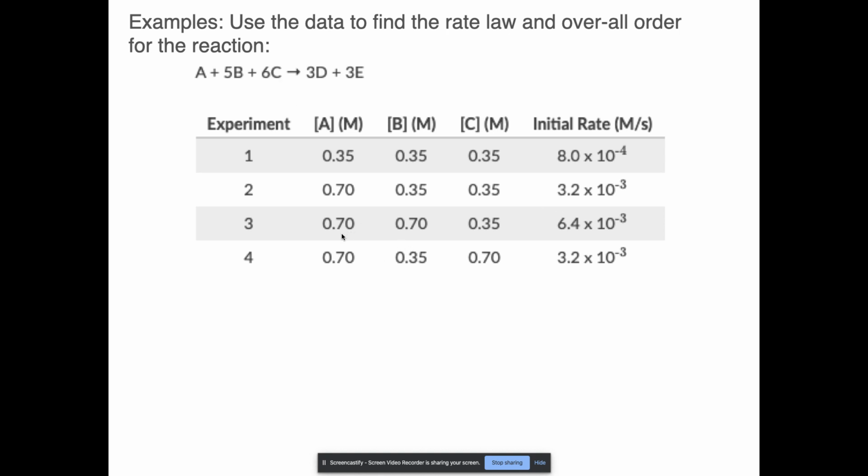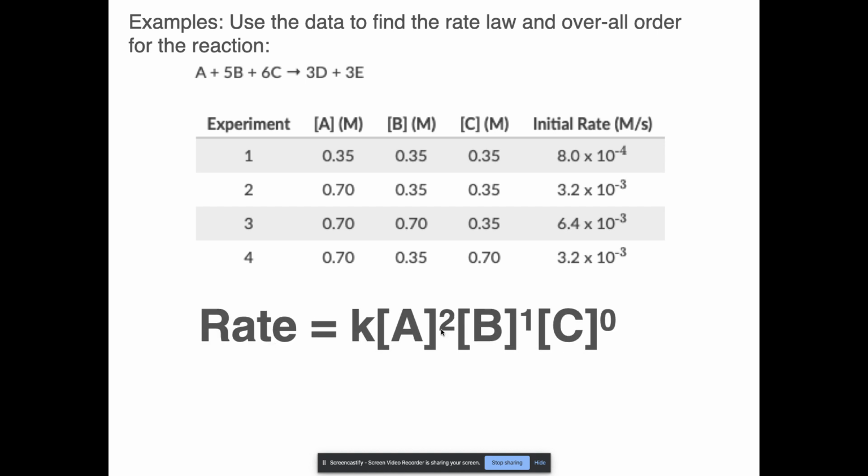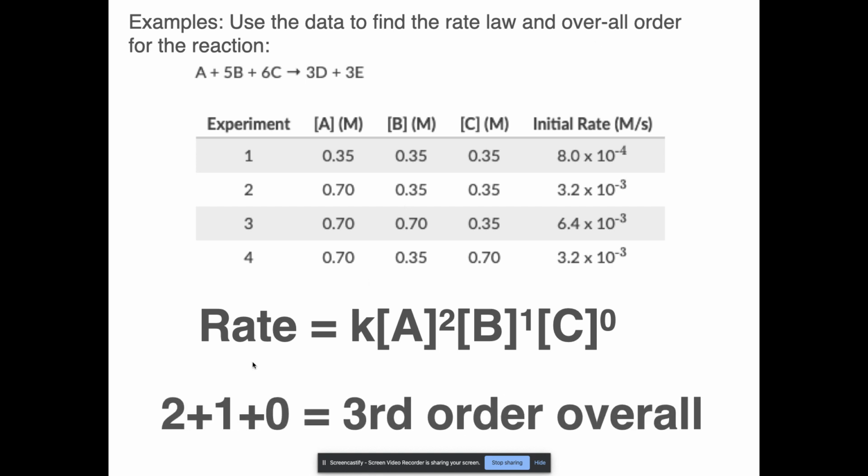Now let's see if we can find C. So C, it looks like I would have to compare. This is the only one that doubles. And then I would have to compare it to this one because I want A to be 0.7, 0.7, 0.35, 0.35. Notice the rate is the same, 3.2 and 3.2. That means it's 0 order with regards to C. So I would write it like this. I have a second order A, first order B, 0th order C, and it's asking me to find the overall order of the reaction. So that would mean 2 plus 1 plus 0, third order overall.